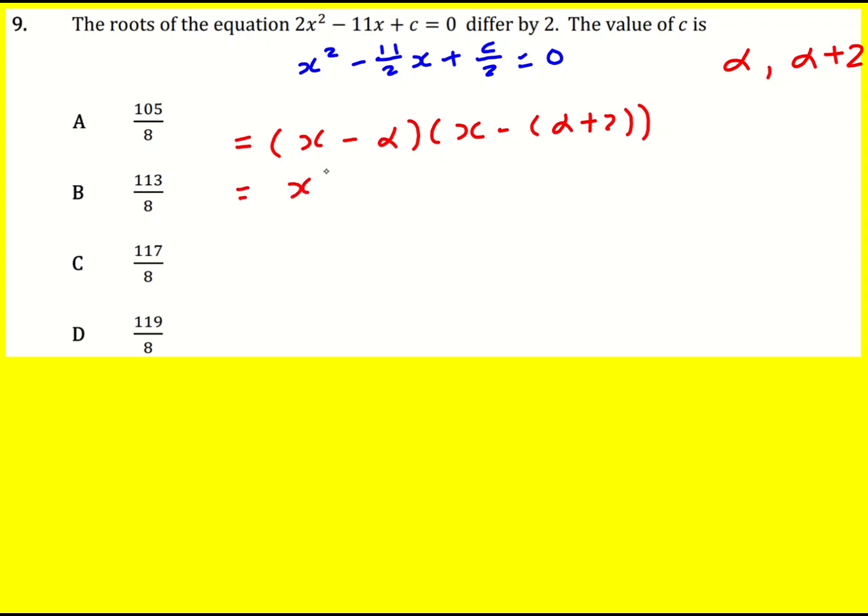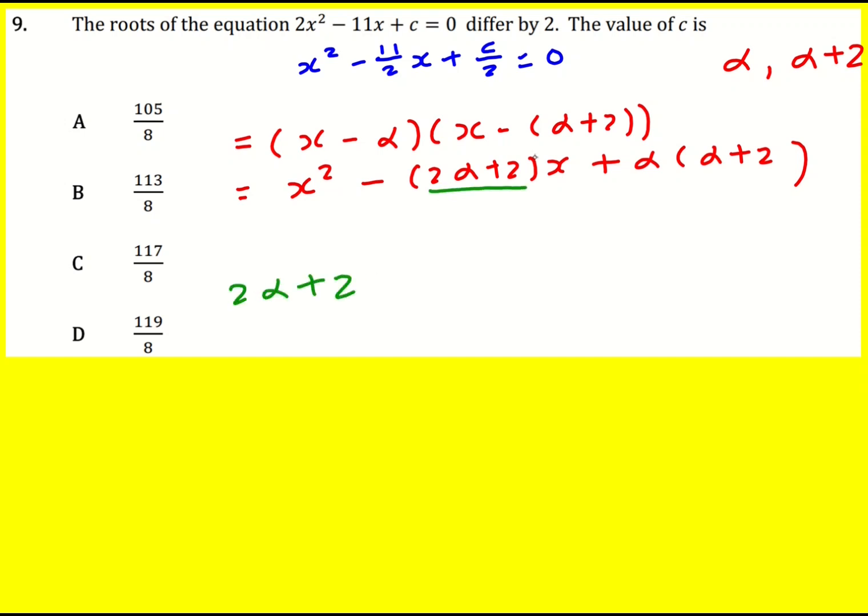And I'm going to expand the bracket here. I will get x squared minus alpha x minus (alpha plus 2) lots of x. So that'll be minus (2 alpha plus 2) lots of x, plus alpha times (alpha plus 2). And what I can now do is compare coefficients. It must be that 2 alpha plus 2 is equal to 11 over 2. They've both got negatives in front. So 2 alpha is going to be 11 over 2 minus 4 over 2, which gives me 7 over 2, and hence alpha is 7 over 4.